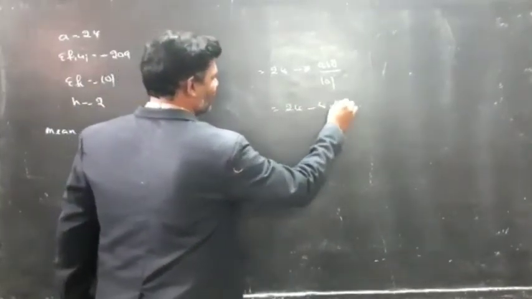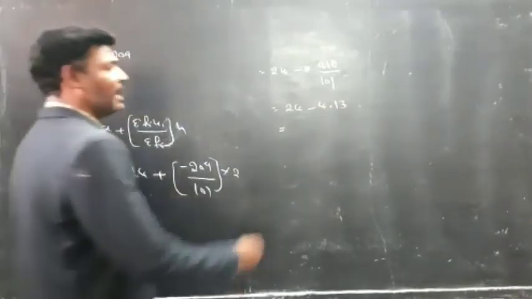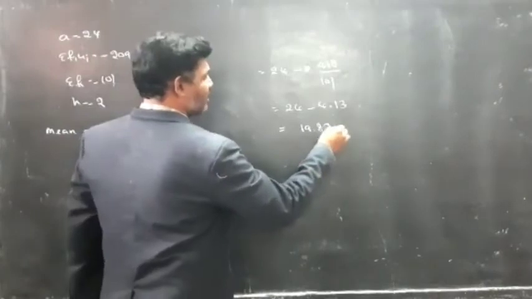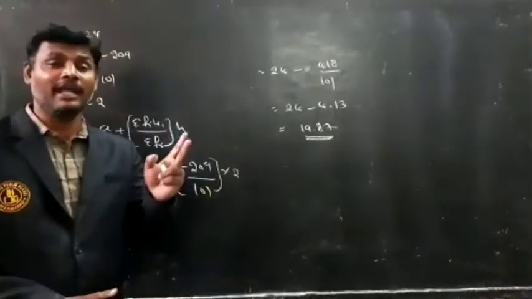24 minus 4.13. Now subtract that. You will get the answer 19.87. So the mean of the table is 19.87.